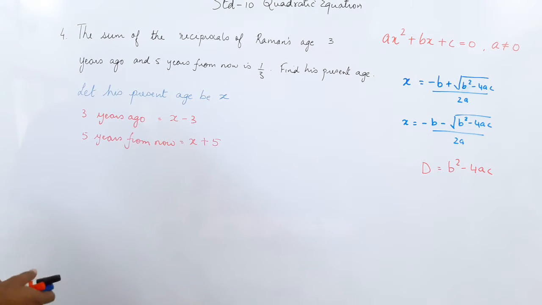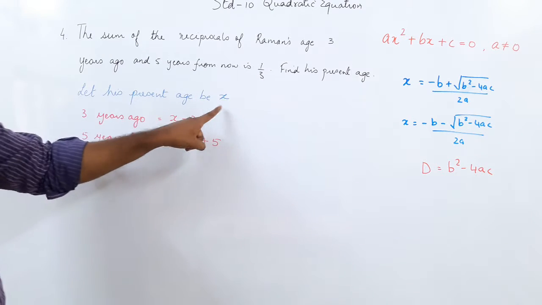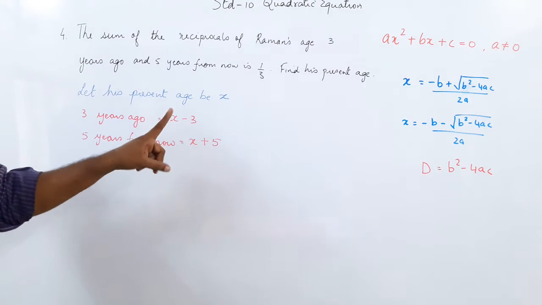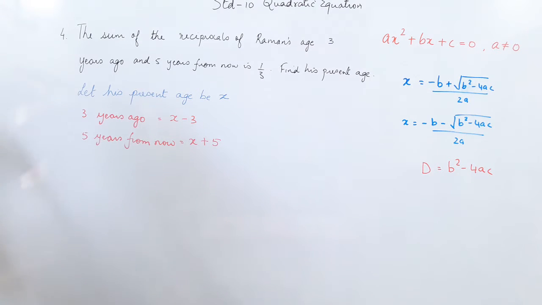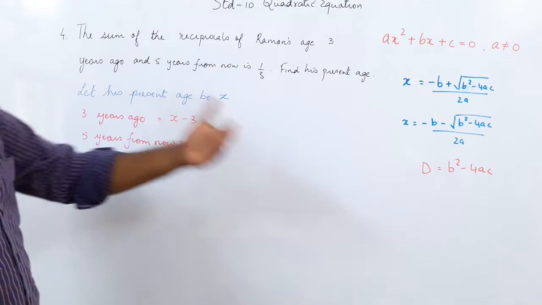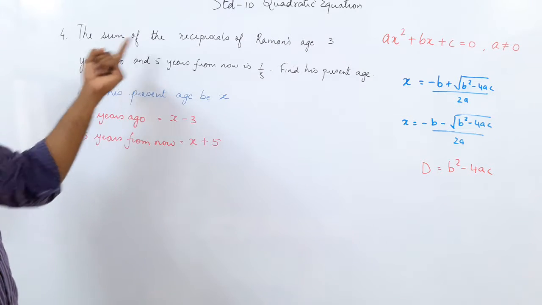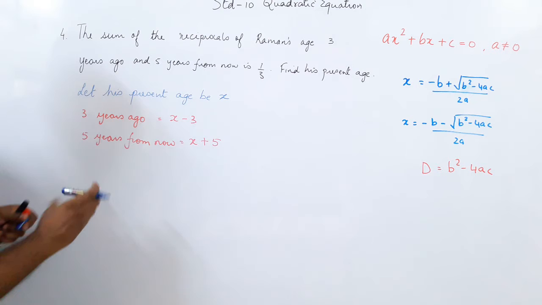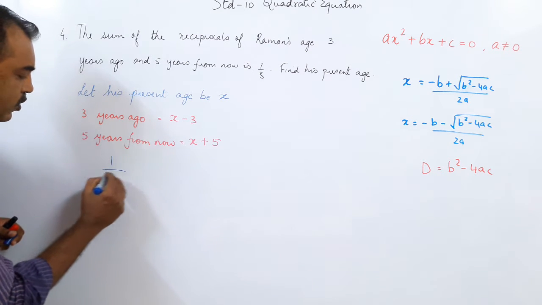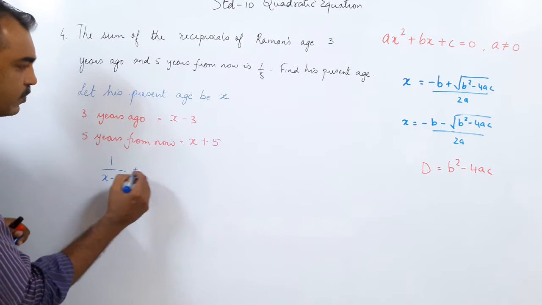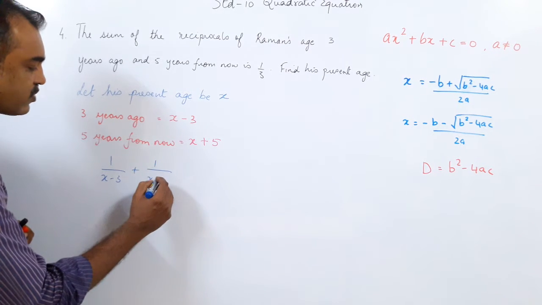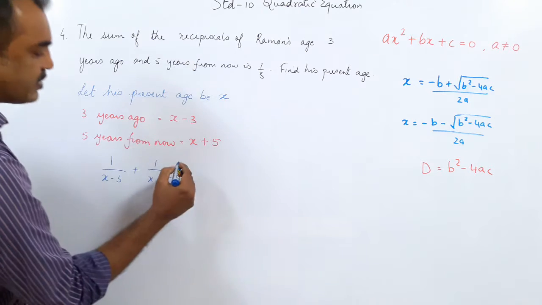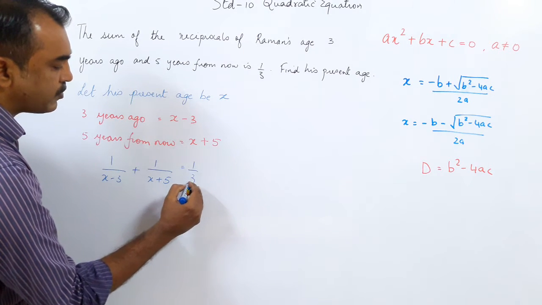So what have we got here? His present age you have taken as x. So 3 years ago his age would be x - 3, and 5 years from now x + 5. From the present, we go to the past 3 years back and 5 years forward. Now the sum of the reciprocals is 1/3. So how am I going to write it? Reciprocal: 1/(x - 3) + 1/(x + 5). This is the reciprocal of the ages, and the sum of the reciprocals is 1/3.